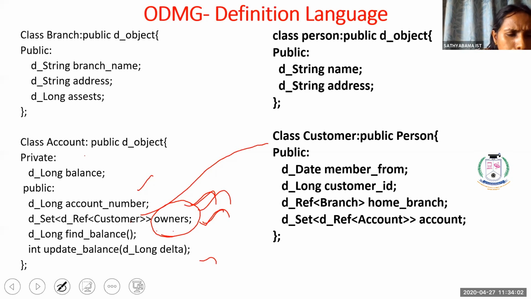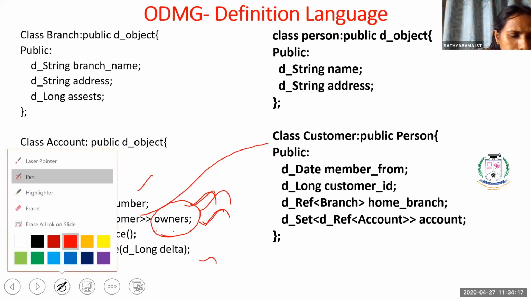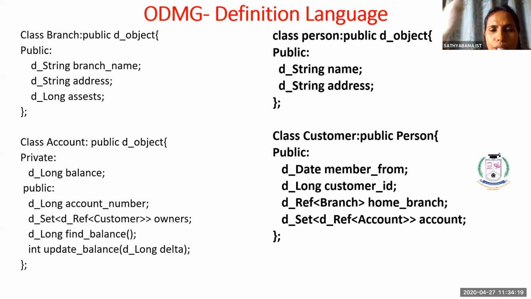Many accounts can have more than one customer, yes or no? So you have to specify a set of relationships, and this set represents more than one, m number of customers. The remaining classes are represented in the same way. Here we are not specifying any relationship in the person class, and we only have two attributes, name.